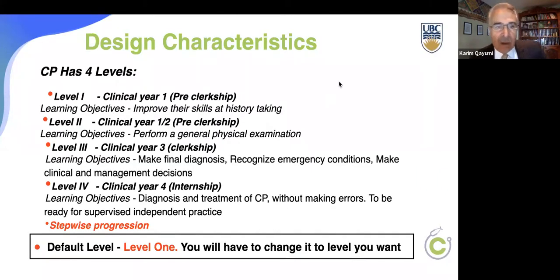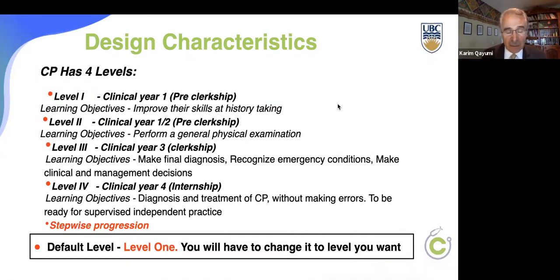In the design of CyberPatient, we have 4 levels. Level 1 is designed for clinical year 1, what we call pre-clerkship in some places in North America. The learning objective is that by the end of this level, you would be mastering the skills of history taking. Level 2 is designed for clinical years 1 and 2, again pre-clerkship, in some universities in year 1 and some in year 2. The learning objective there is that by the end of this level, you are going to be able to perform a general physical examination. Level 3 is clinical year 3, which is about clerkships in North America.